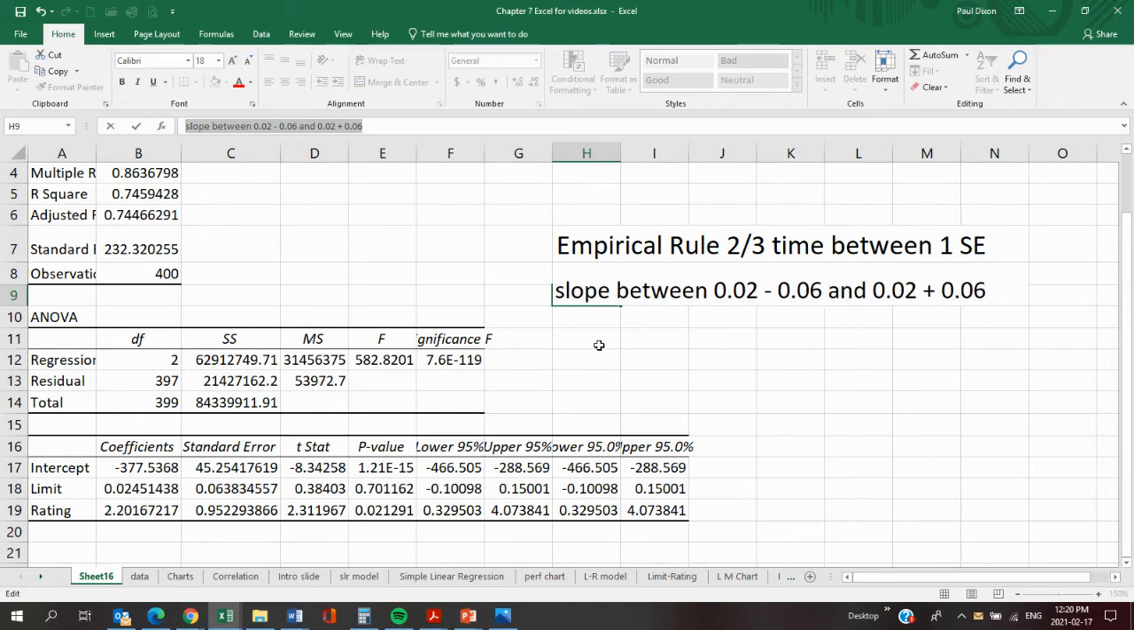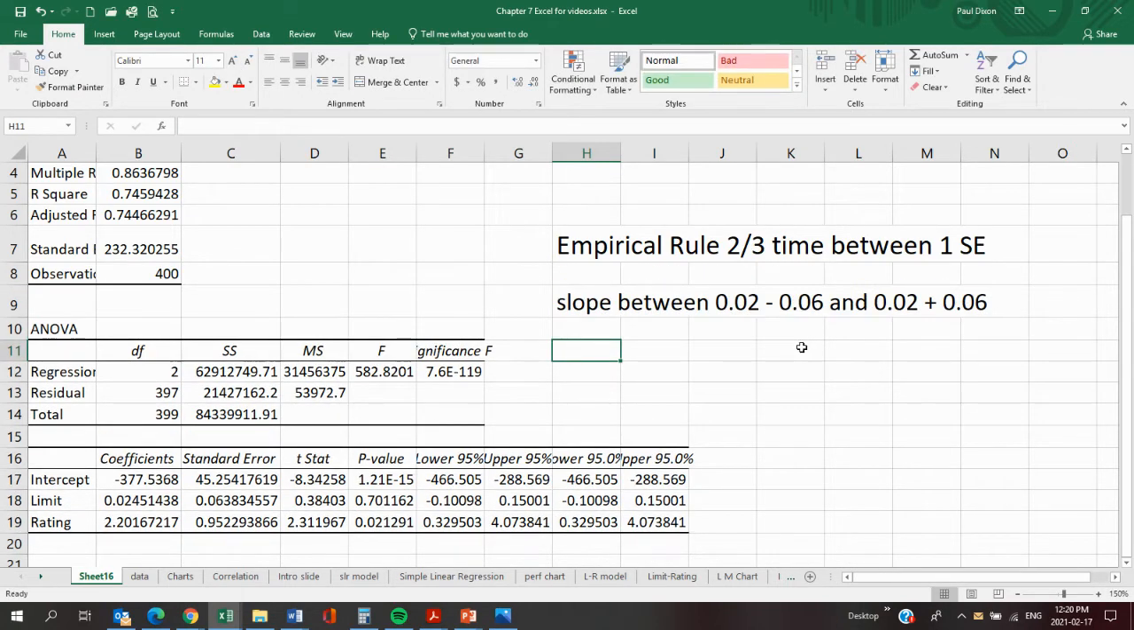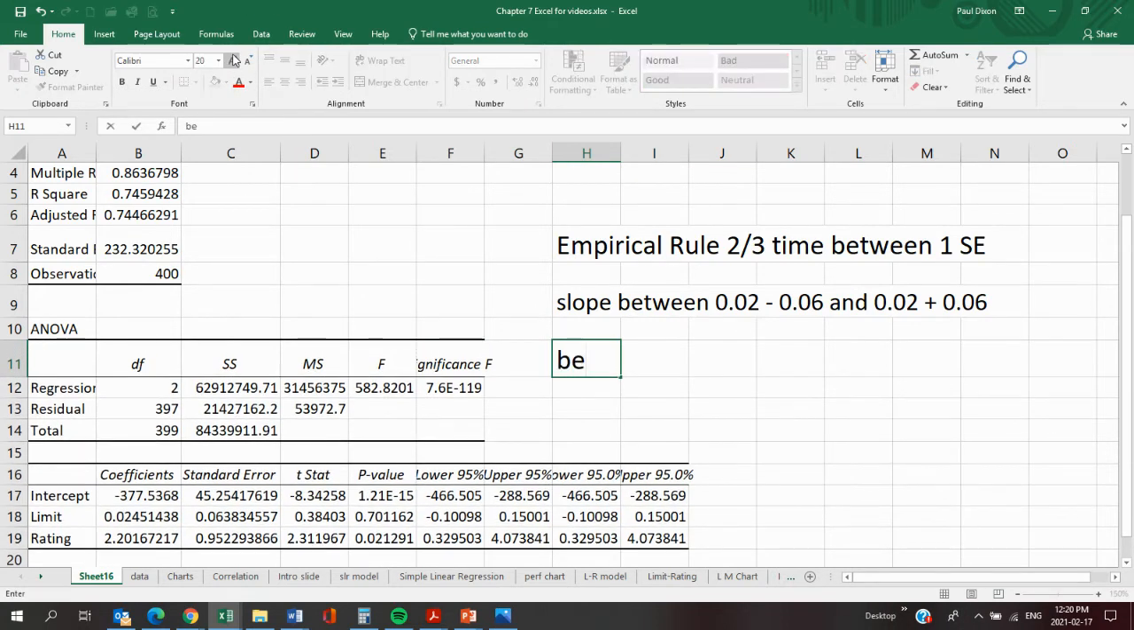What's that? Well, that's... make it bigger for us again. Between minus 0.04 and plus 0.0. So the slope could be going down, could be sloped downwards, could be sloped upwards, or it could be flat. It could be anything. Limit's not telling me anything.